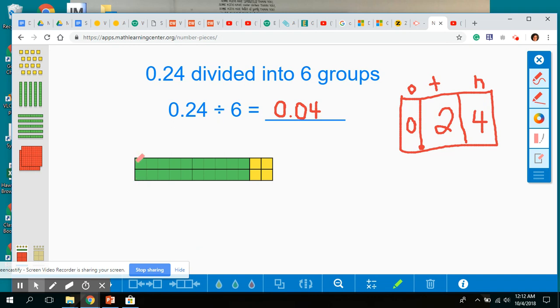And if I get rid of the lines that I've drawn here, and I think about just multiplying this, I know that 6 groups of 4 hundredths is going to give me 24 hundredths. So I know I've done the math correctly, and I've represented it in an appropriate way. I've shown my work, and I've explained my answer.